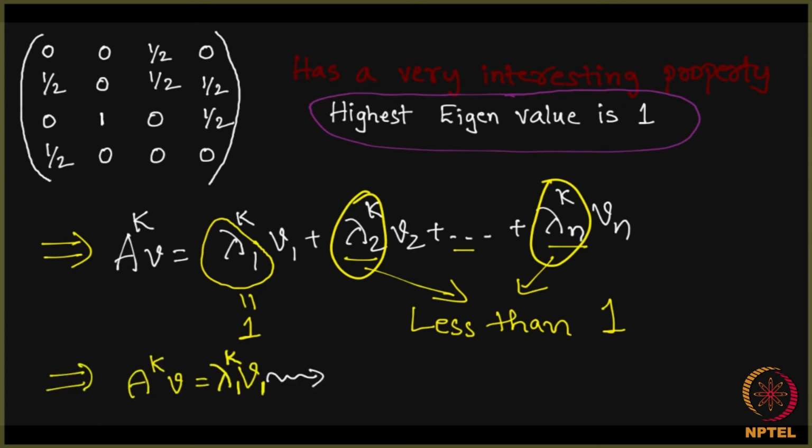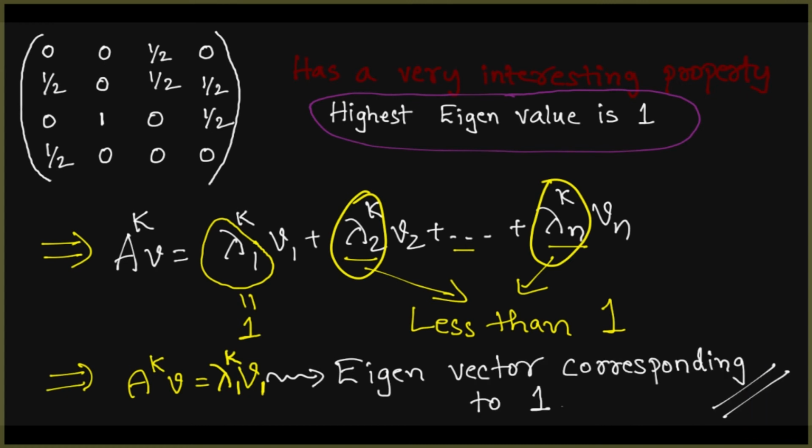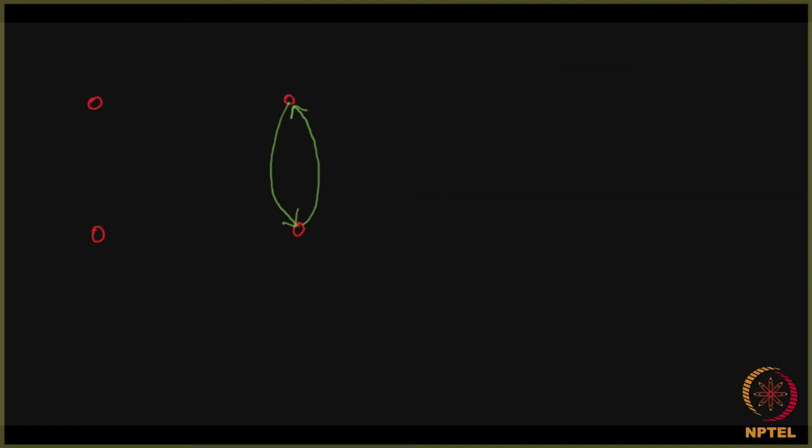So A to the k will simply be equal to lambda 1 to the k times v1. Mind you, lambda 1 is actually 1. So this is the eigenvector corresponding to the highest eigenvalue, which is 1. And let me just remove lambda 1 here because it's equal to 1. So what do we observe? We observe A to the k of v converges to the eigenvector corresponding to 1. Okay, perfect.